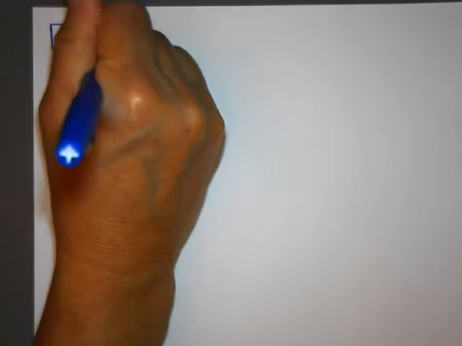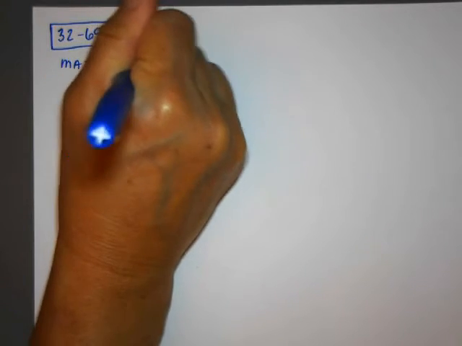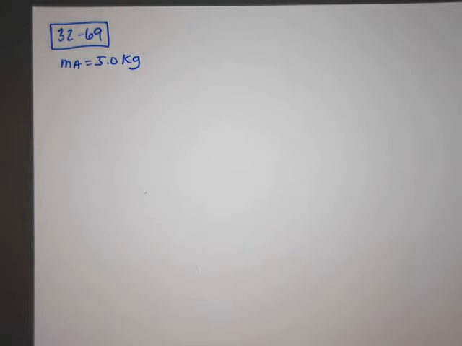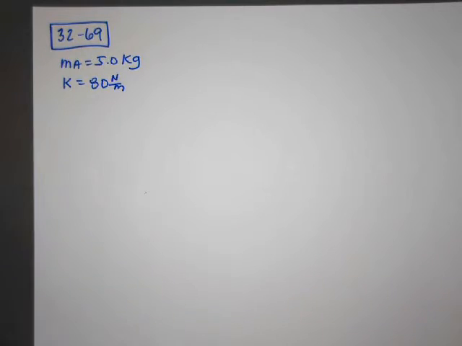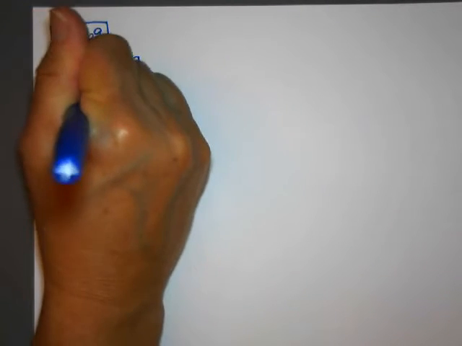All right, so we're going to look at 3269. A 5 kilogram mass, so I'll call that MA, has a spring. The spring constant K is 80 newtons per meter, attached to it, moving at 6 meters per second. So VA is equal to 6.